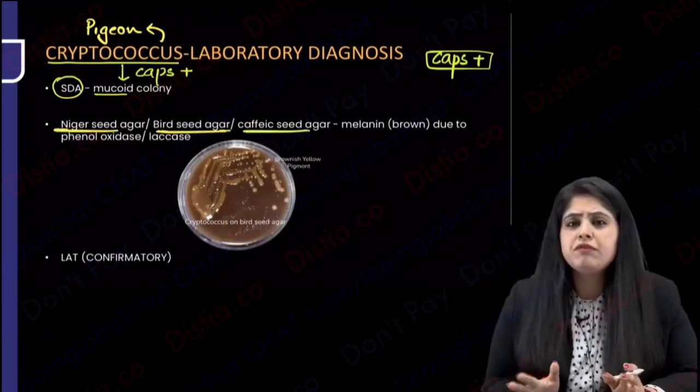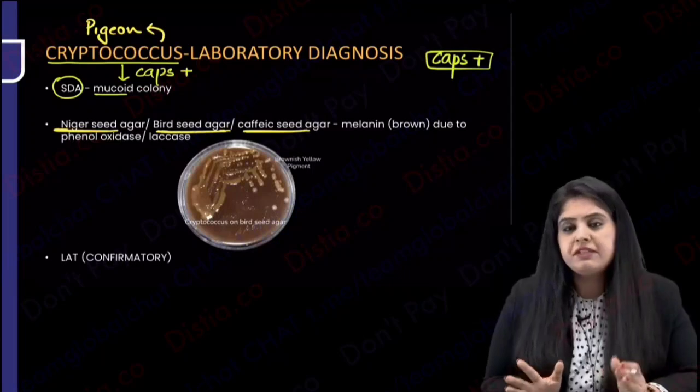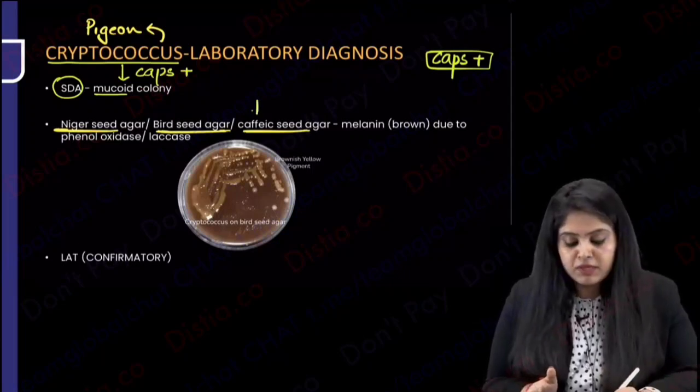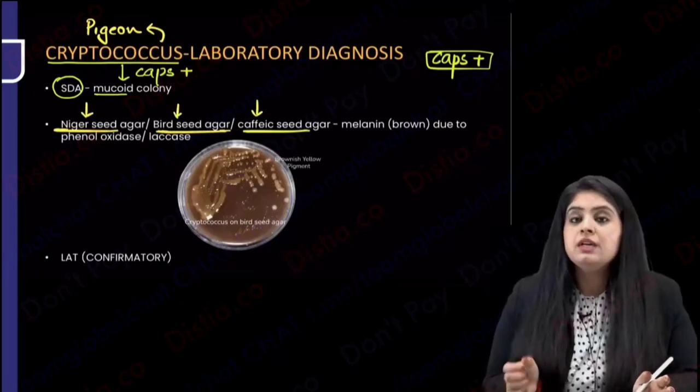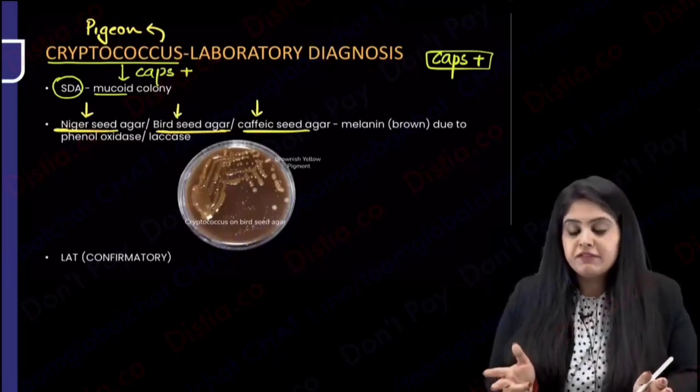Kaffik is reminding me of coffee, caffeine. Coffee, caffeine, Kaffik. That is also brown in color. So coffee is brown in color. Niger is brown in color. And I'm dealing with pigeons. So all your names are sorted. Niger seed agar, bird seed agar, Kaffik seed agar.